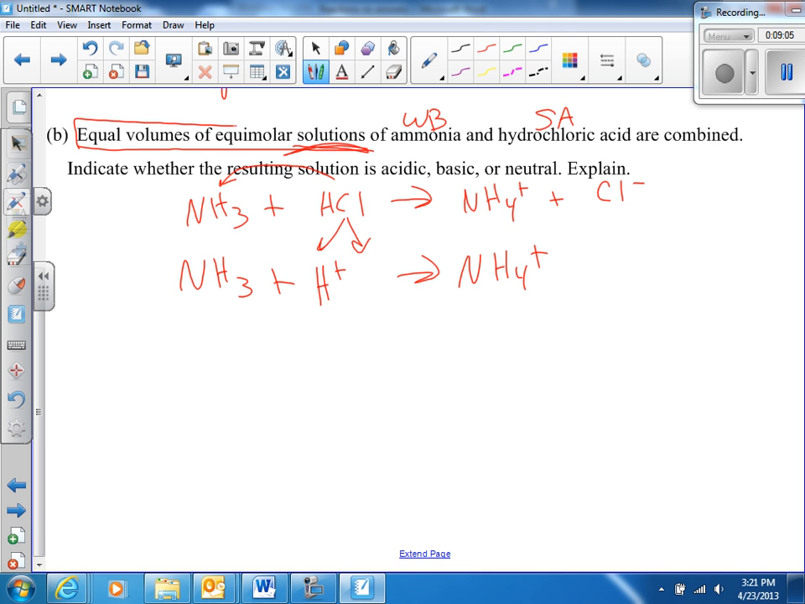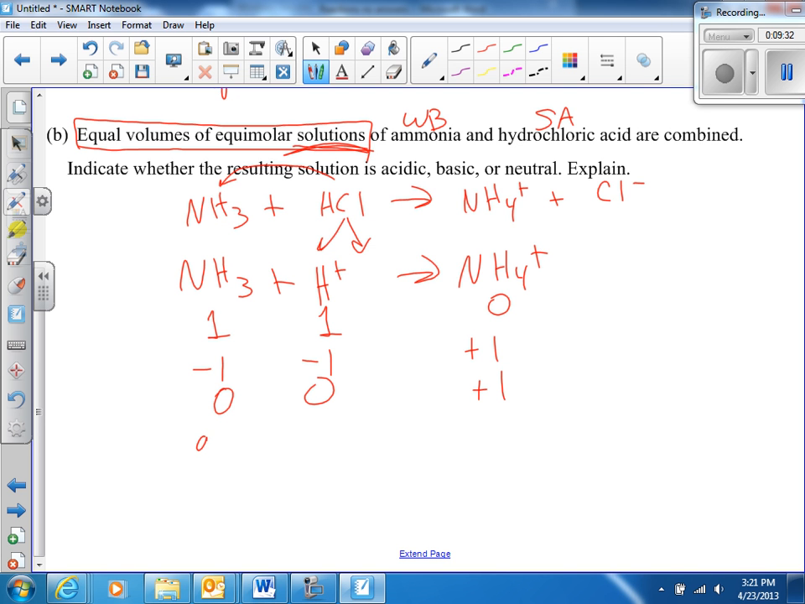Equal volumes of equimolar solutions, and they want to know, is the resulting solution acidic, basic, or neutral? Okay, equal volumes of equimolar. Let's just call it 1, equal volumes, equal moles. So 1 mole, 1 mole. So if I start out with 1 mole of each, notice neither is limiting, so they're both going to go down by 1, up by 1. This started out at 0, 0, 0, up by 1.